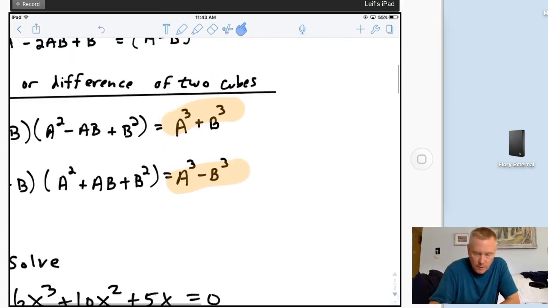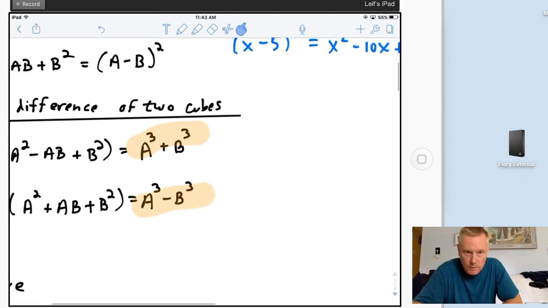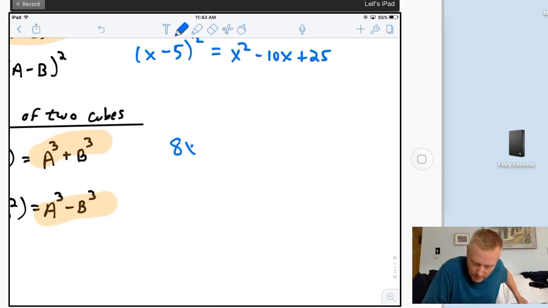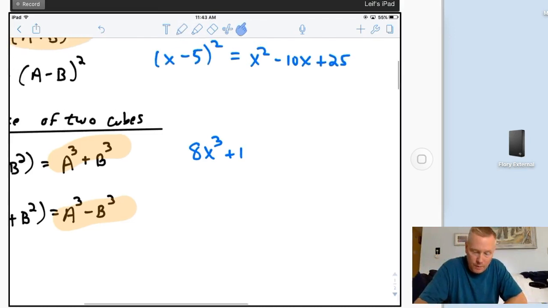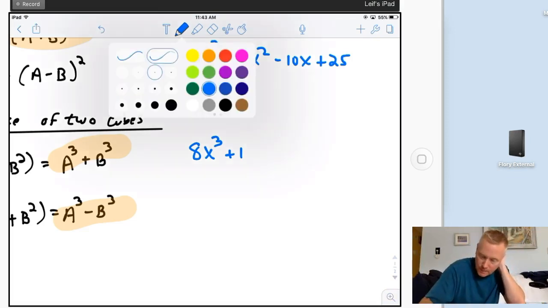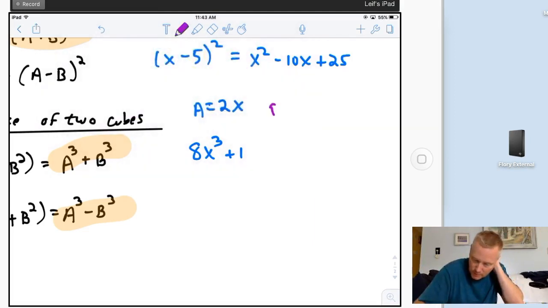Oh, I didn't give an example back here of the difference in sum of two cubes. Let me back up for 1 second. Sorry about that. I had brain cramps trying to get ahead of myself. So suppose I wanted to factor 8x cubed plus 1. You can do this by formula. A is going to be the third root of 8, which is 2, and the third root of x to the third, which is x. B is going to be the third root of 1, which is 1.